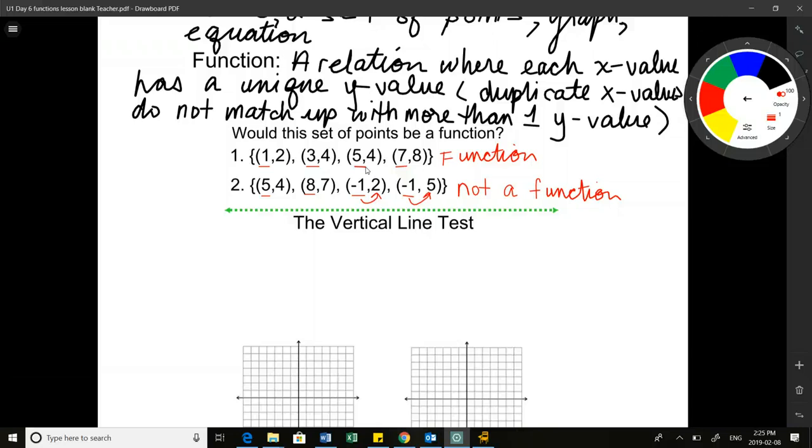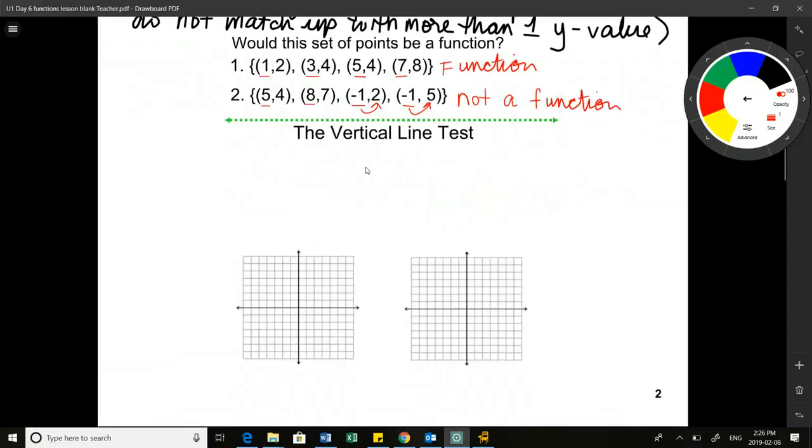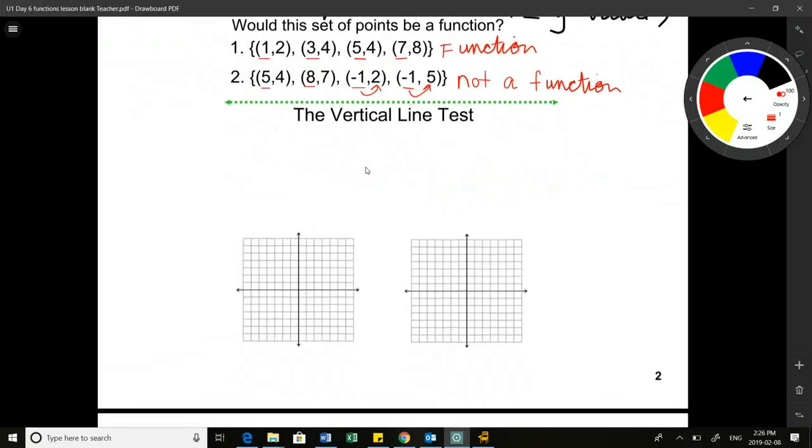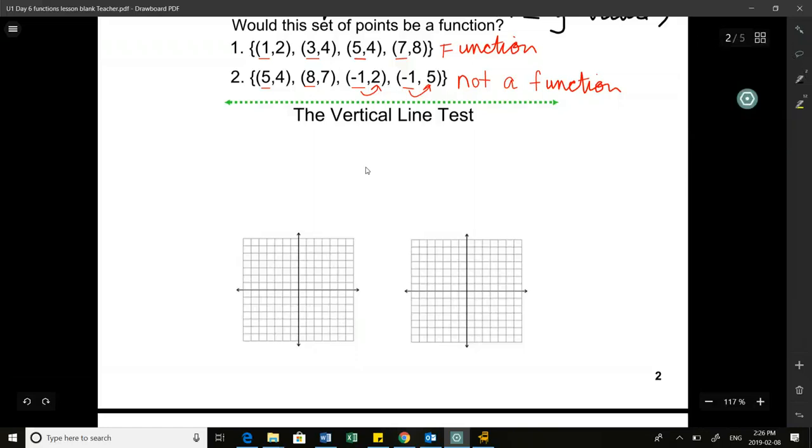Okay, so that's all well and good when we have a set of points. What if I have a graph that I'm looking at? Then it's a little bit different. We do something called the vertical line test if we are looking at a graph. Any imaginary vertical line that you can draw through your function on a graph, or your relation I should say, should only ever go through your graph at one point.